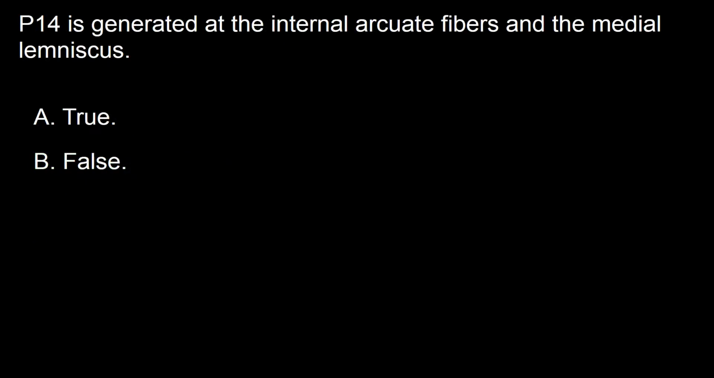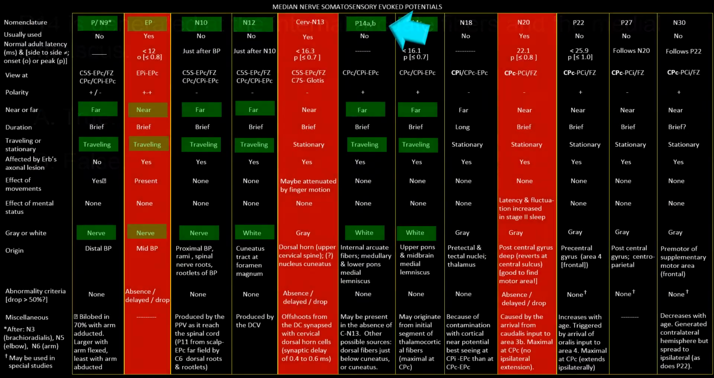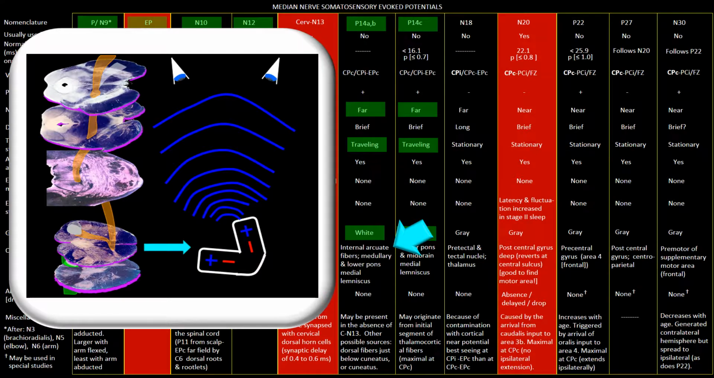Next question. P14 is generated at the internal arcuate fibers and the medial lemniscus. A true, B false. One of the traveling potentials I just mentioned was P14A and B. This potential is believed to arise at the level of the lower pons as the internal arcuate fibers become the medial lemniscus. This potential is likely to be the consequence of a quadrupole distortion as the electrical field shifts direction from a horizontal orientation to a vertical orientation in the standing patient.